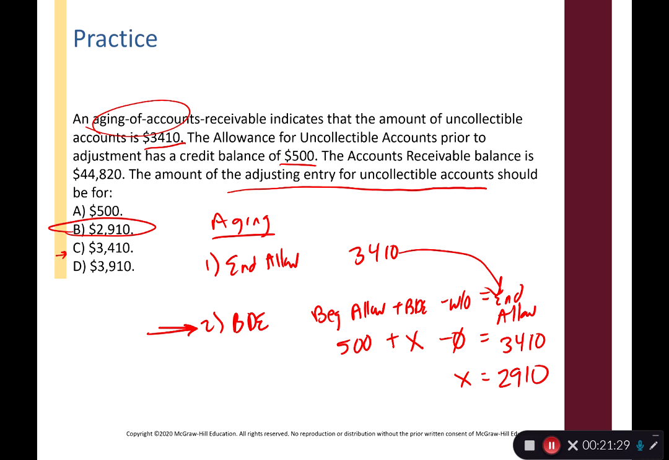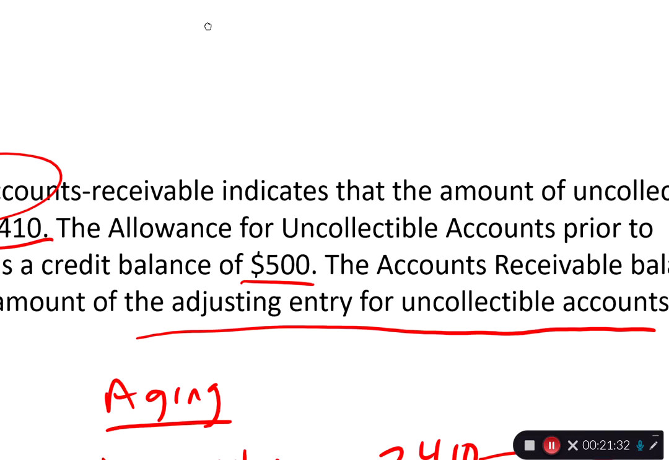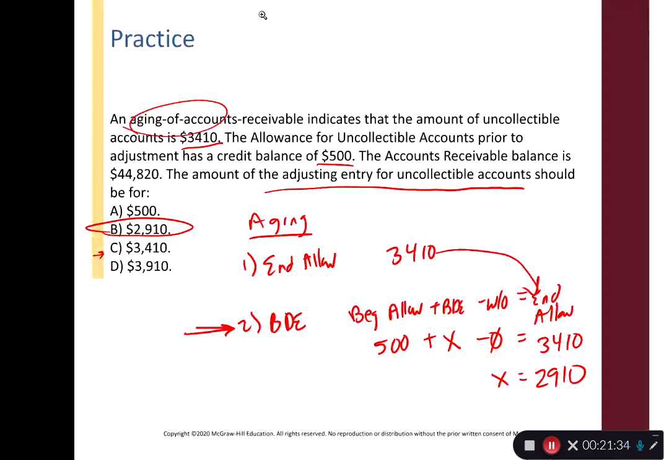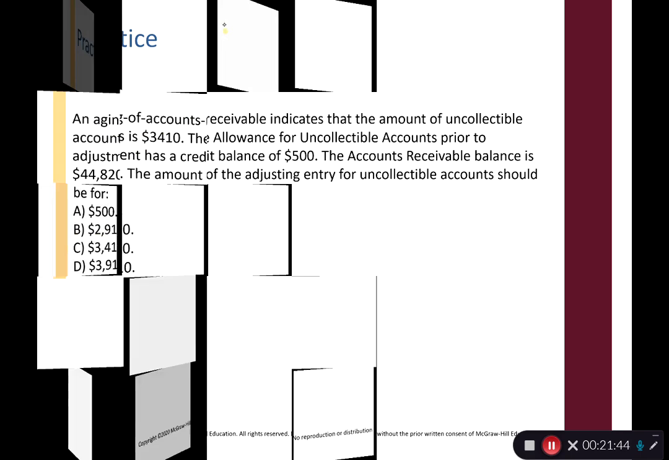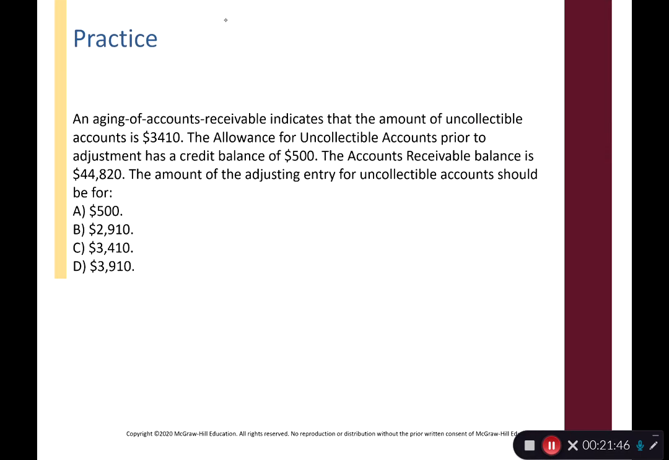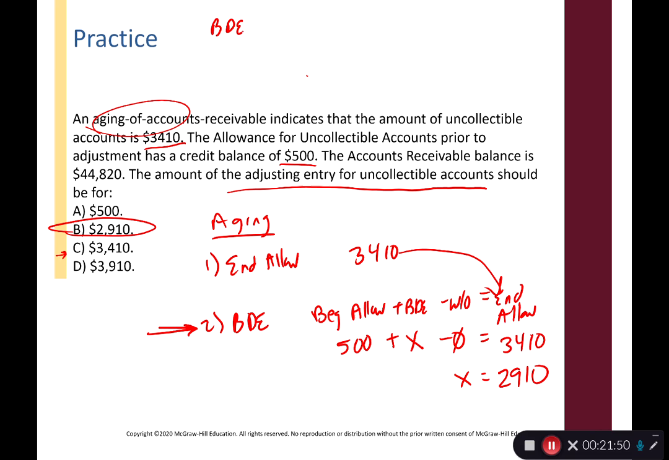The last thing I'll mention is a couple of vocab things. BDE is also known as uncollectible accounts expense, and it's also referred to as the adjustment for uncollectible accounts.